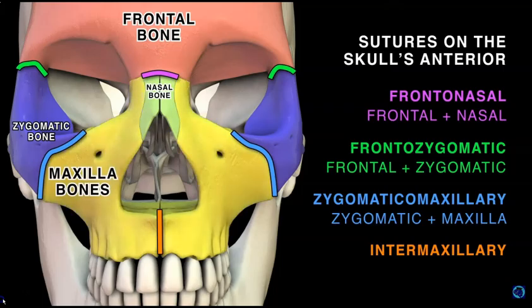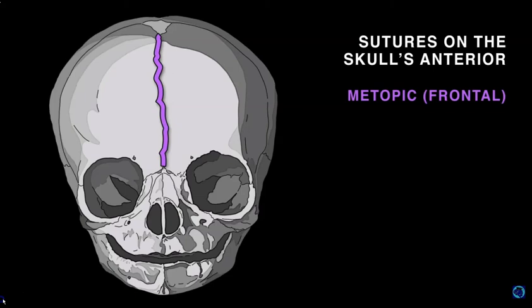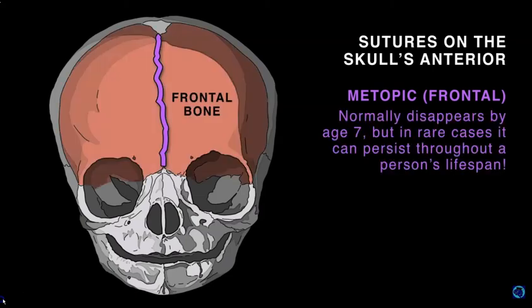The intermaxillary suture articulates the two maxilla bones. In addition, children have a suture called the metopic or frontal suture, which runs through the frontal bone. This suture normally disappears by the age of 7, but in rare cases it can persist throughout a person's lifespan.